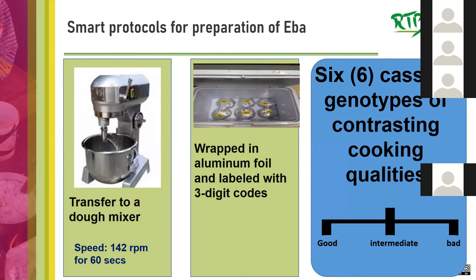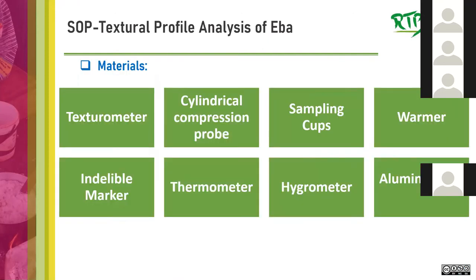Six cassava genotypes of contrasting cooking qualities were used for standardizing these protocols. We have two good genotypes, two intermediate and two bad ones. These are from next gen materials. So it's good to recognize that they used the next gen materials to develop this protocol. We took that to develop the textural profile analysis.